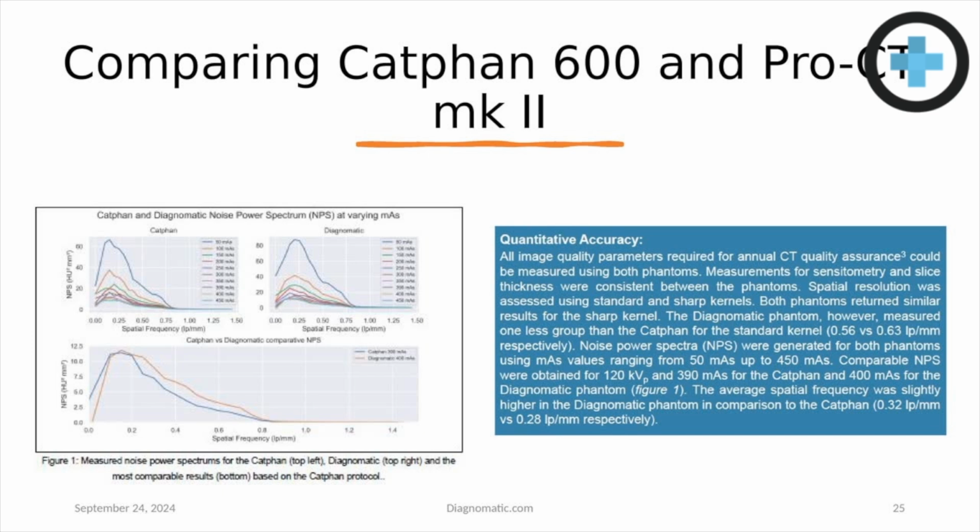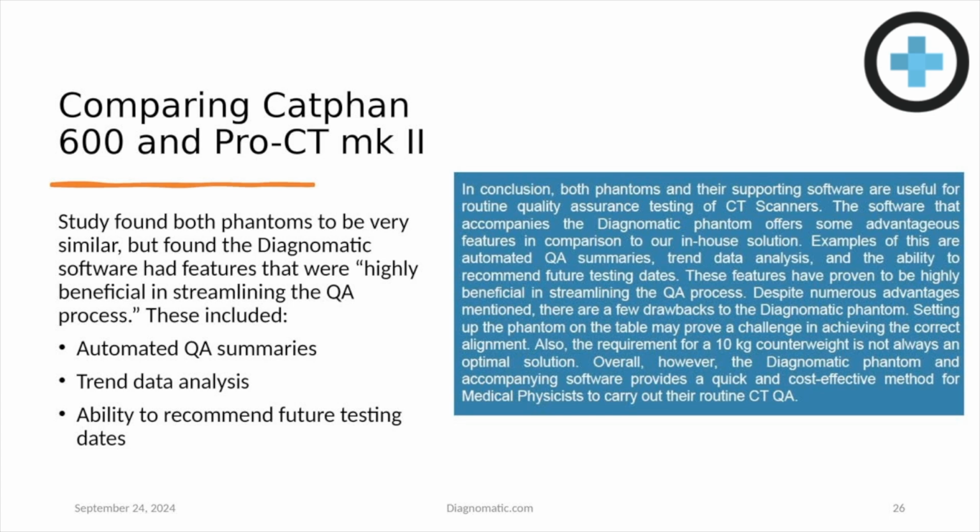But long and short is they really found that image-wise they were getting pretty good and similar images between both phantoms. So they're happy with what they got with both. I think one that stood out was we have one less group of the sharp kernels than with the CatFan, but overall the data they got was very, very similar. So they compare quite well with each other. The one area where they found we had a little bit of advantage was our software, our Diagnomatic software solution.